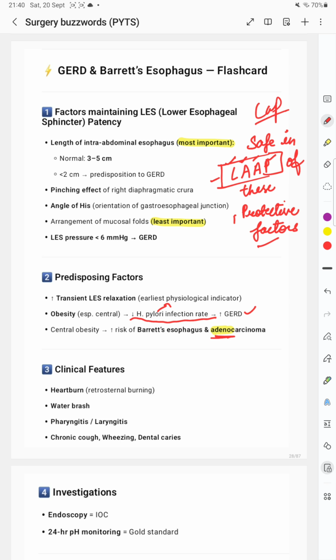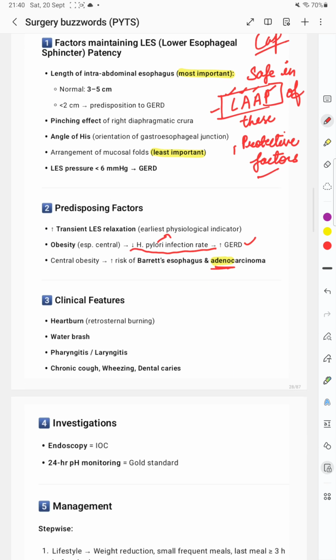Next, A. Initially we started with the most important, now we can focus on the least important: arrangement of mucosal folds. Then the other A is angle of His, the orientation of the gastroesophageal junction, and P is the pinching effect of the right diaphragmatic crura. One more thing we have to remember: if the LES pressure is less than 6 mm of Hg, it can lead to GERD.